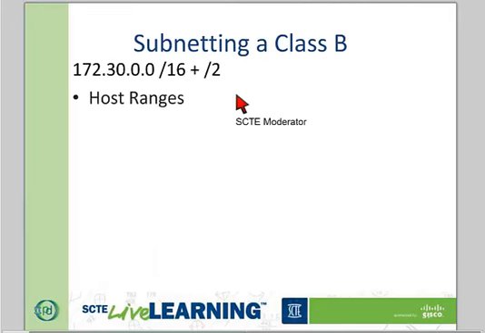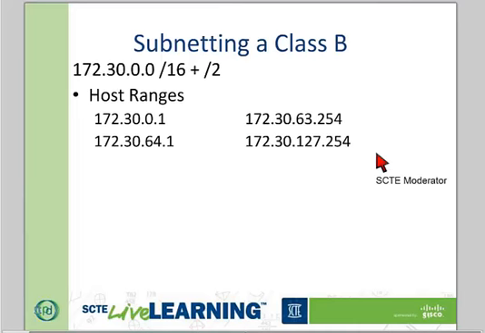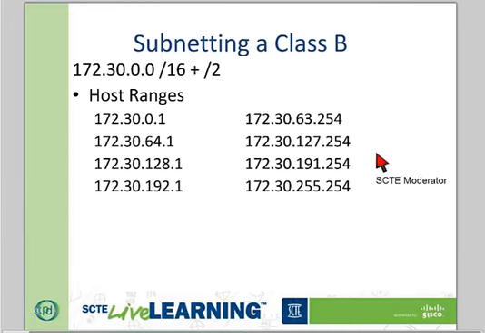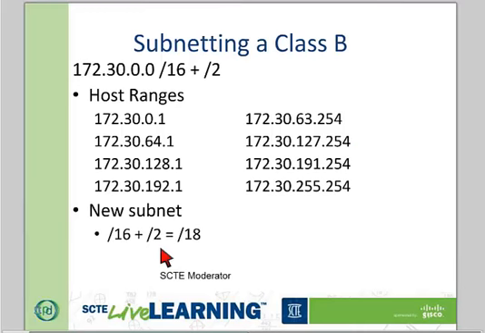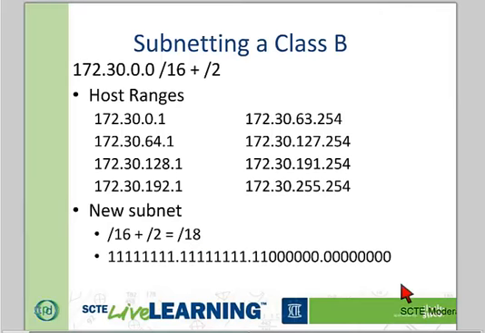And then the last piece is, what is the new subnet mask? Well, I take my 16 bits that I had to begin with. Oh, we're still doing host ranges. So our host range starts at the network ID plus 1. Over here, it ends at the directed broadcast minus 1. Those are all valid hosts. We talked about subtracting 2 early on. The new subnet mask is 16 plus the 2, which is going to be a /18.